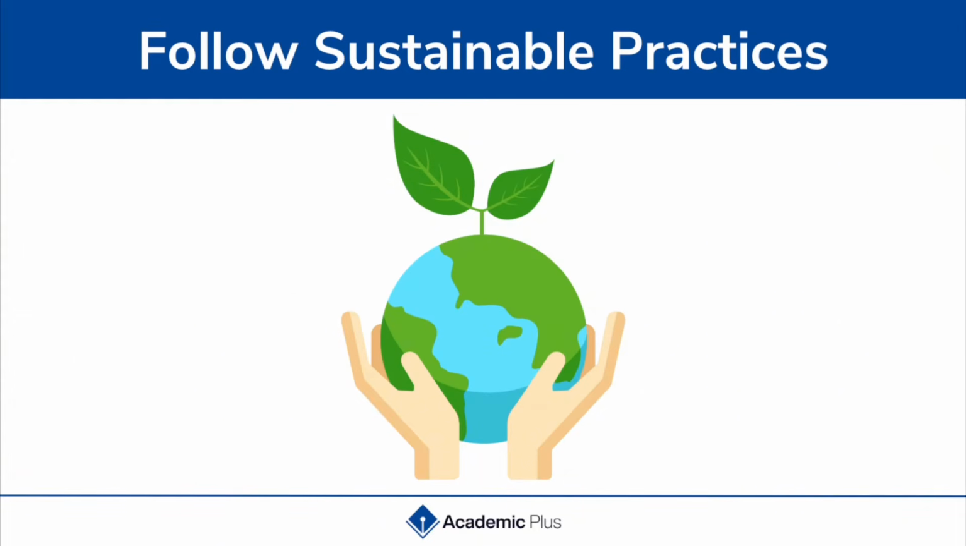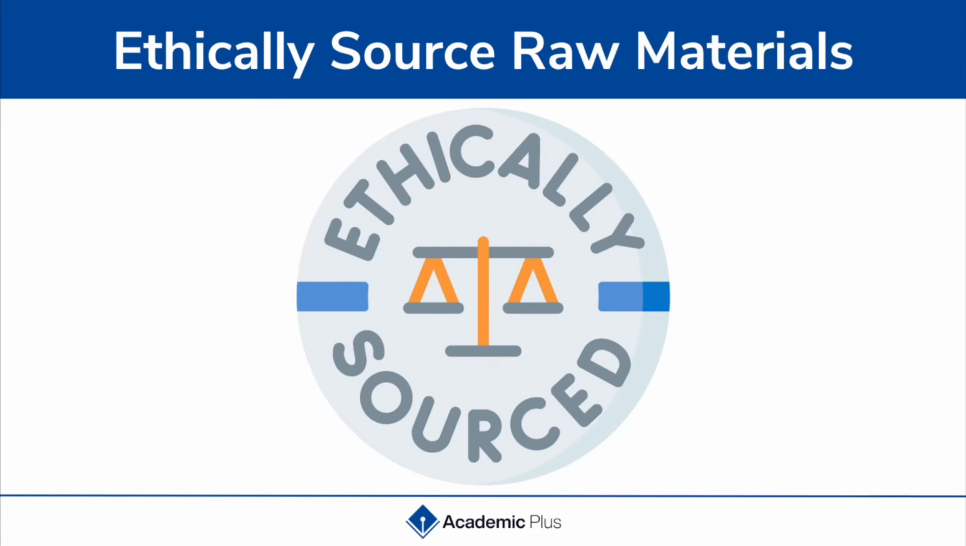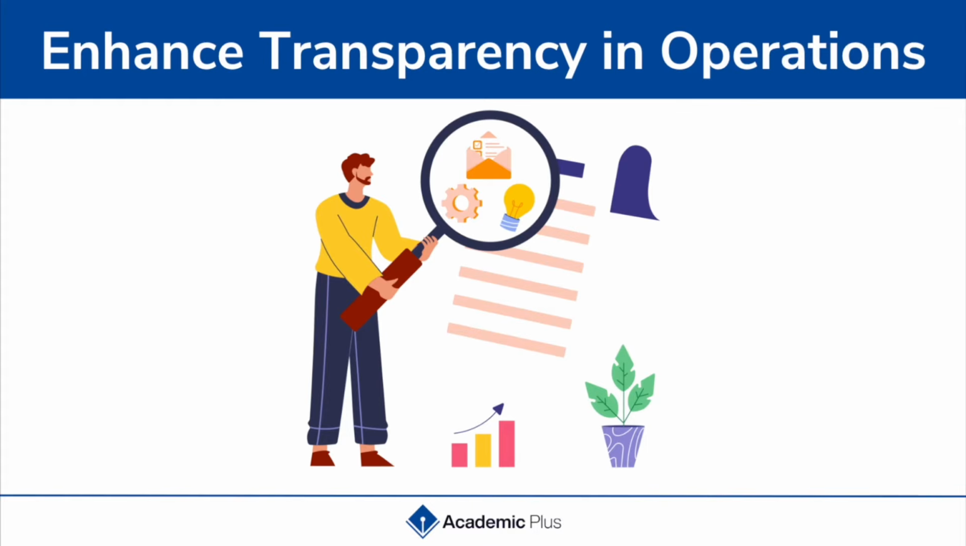It could also be around following sustainable practices, or it could be looking at ethically sourcing raw materials, so obtaining materials and products in a manner that is respectful of human rights and the environment, and this is often done through fair trade agreements. We could also look at communicating openly and truthfully with all of our different stakeholders about our business practices, policies and performance.